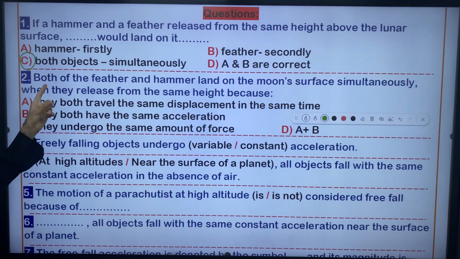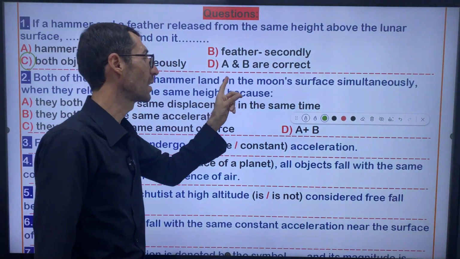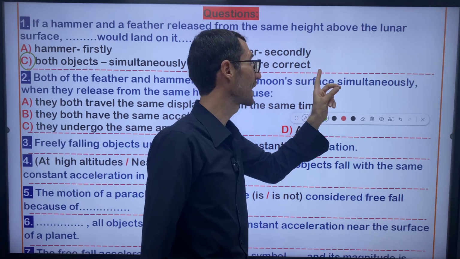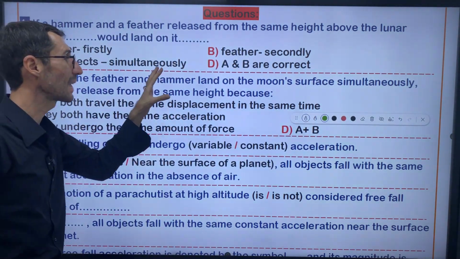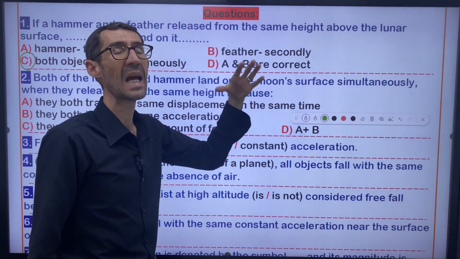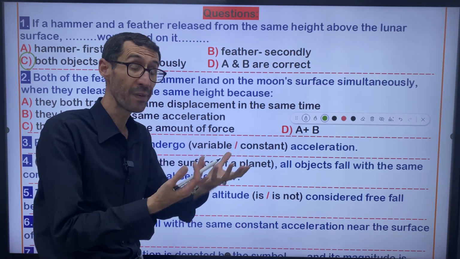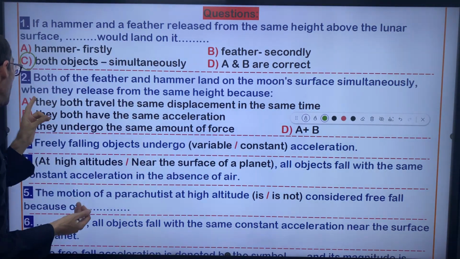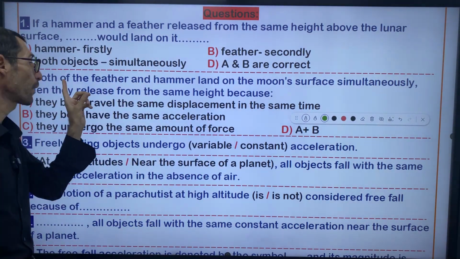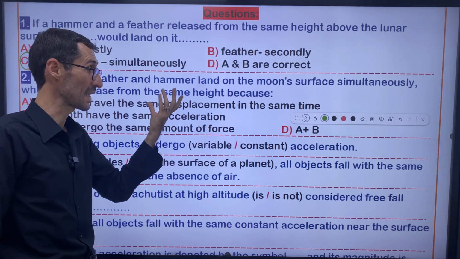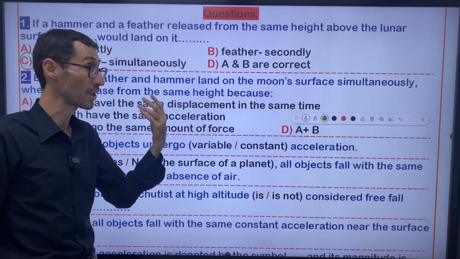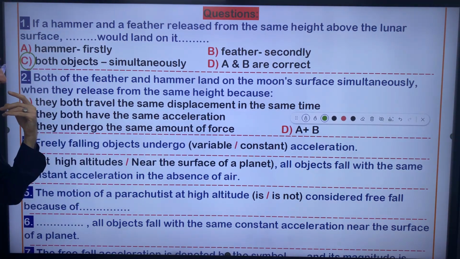Question number 2: both the feather and hammer land on the moon's surface simultaneously. So he revealed a fact for us when they are released from the same height, because... So what's the reason of this demonstration? What's the reason of this experiment?